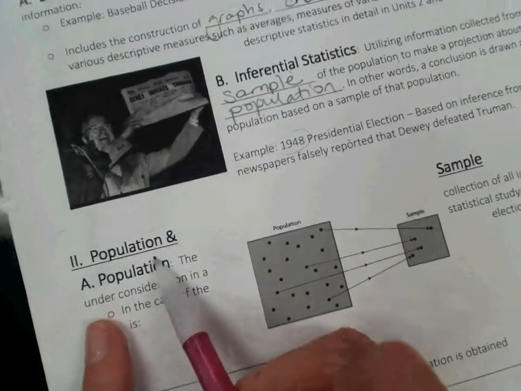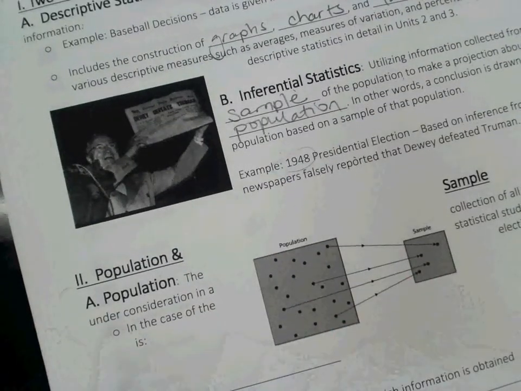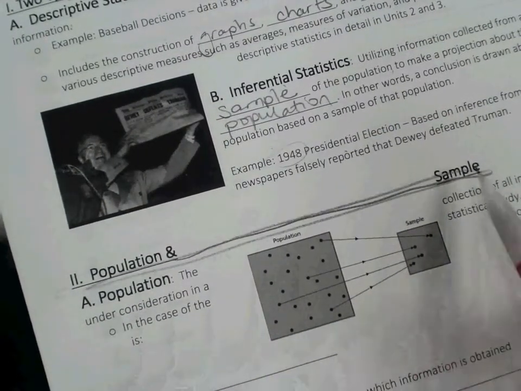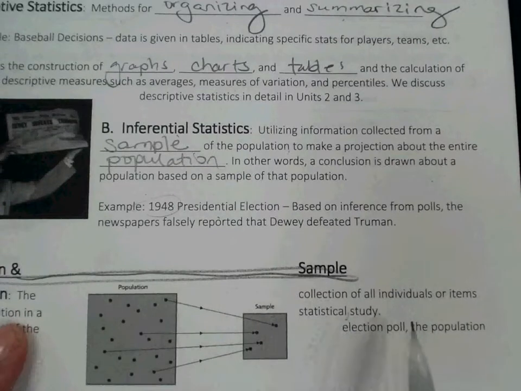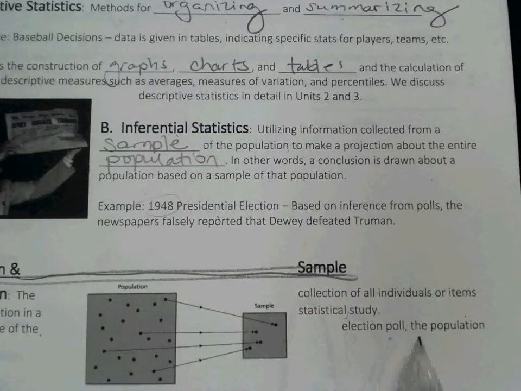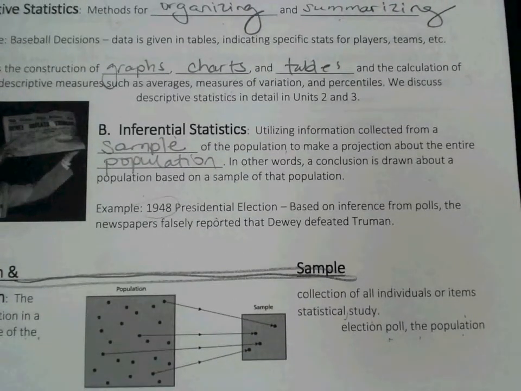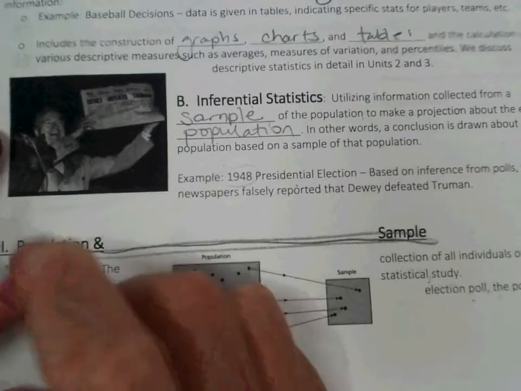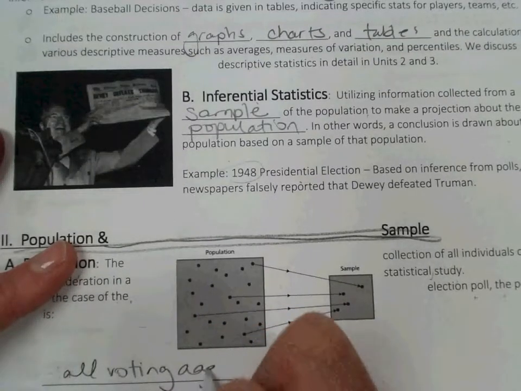This second part here is talking about, follow this, this is tricky because I rearranged things and the picture wound up smack in the middle of my fill in the blank sentence. So this should say population and sample. That should be the title. And then, ready for this? Population, the collection of all individuals or items under consideration in a statistical study. In the case of the election poll, the population is blank. It is all voting age Americans. The population would be all voting age Americans.